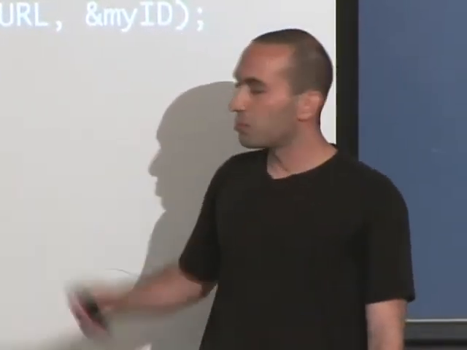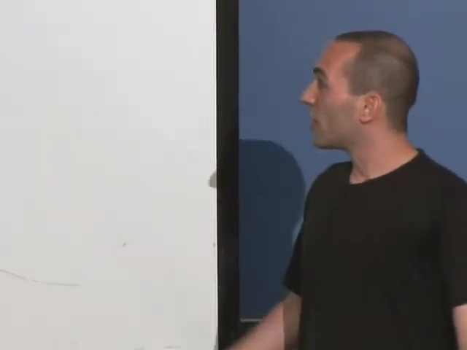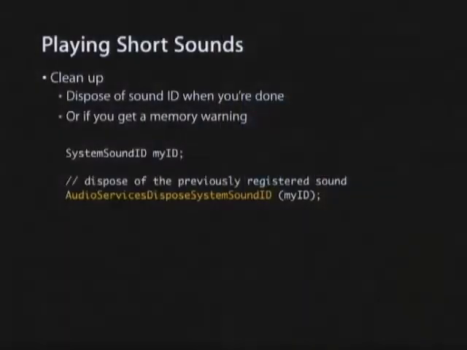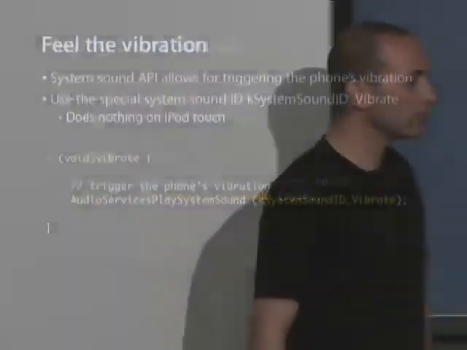Okay, so you've registered an ID, and you've played the sound. When you're done, you have to dispose of it, right? And disposing it will clear up the memory. It'll tell your application, your memory, that it's time to dump it. Of course, you want to do this whenever you don't need it anymore, and you can keep it around if you use it frequently, but if you get a warning, dump it. It's a local sound. You can probably regenerate it. And again, that API is AudioServicesDisposeSystemSoundID. And again, you're not passing in the URL. You're passing in the ID that came back from the create.